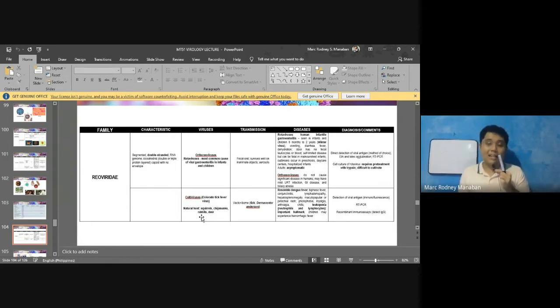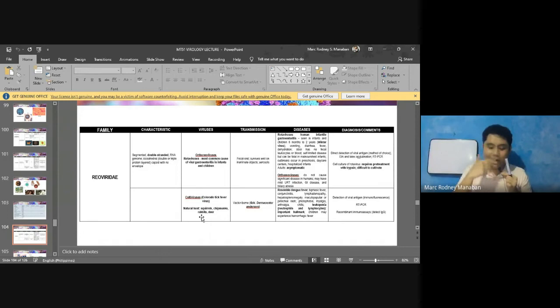Now, for disease, it resembles dengue fever, the breakbone fever, with malaise, myalgia, and all that. But it can progress to hepatosplenomegaly, photophobia, arthralgia, and leukopenia. Its major hallmark is leukopenia, of both neutrophils and lymphocytes. Children may also experience hemorrhagic fever, so it is possibly more intense in children. Now, diagnosis is detection of the viral antigen, immunofluorescence, RT-PCR, and also recombinant immunoassays.